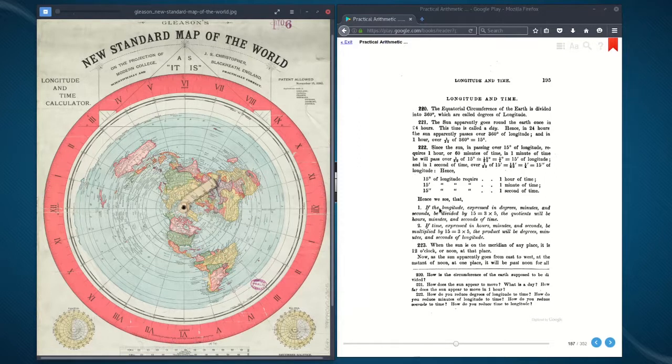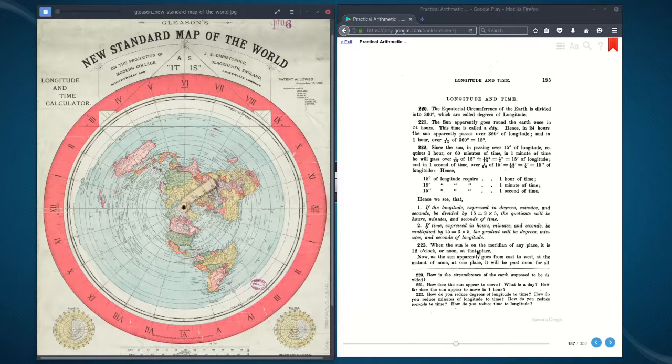So let's continue. Hence we see that if the longitude expressed in degrees, minutes, and seconds is divided by 15, the quotients will be hours, minutes, and seconds of time. If time expressed in hours, minutes, and seconds is multiplied by 15, the product will be degrees, minutes, and seconds of longitude.